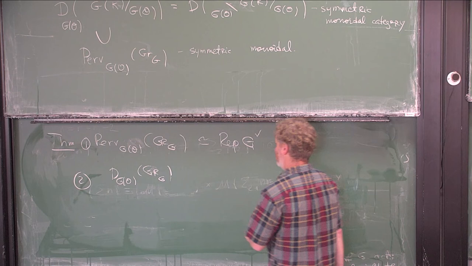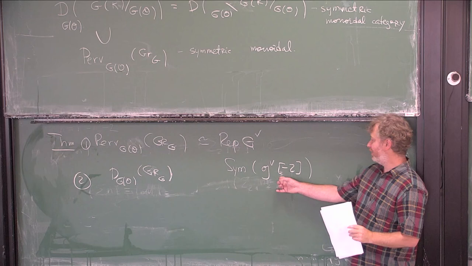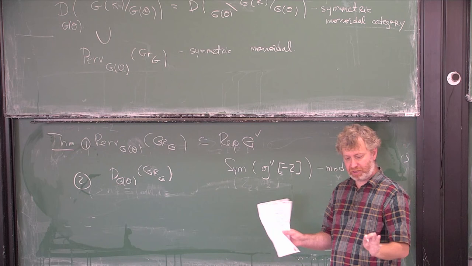Let's consider the symmetric algebra of G check shifted by negative two. In other words, I put it in homological degree plus two, and I think about this as a DG algebra with a trivial differential. And then I take modules over this, and by modules I mean DG modules. So I take the derived category of DG modules over this DG algebra.